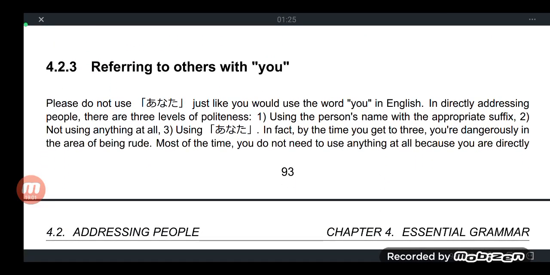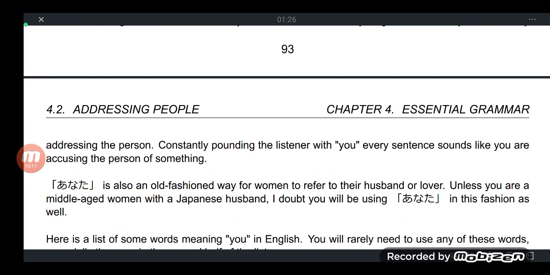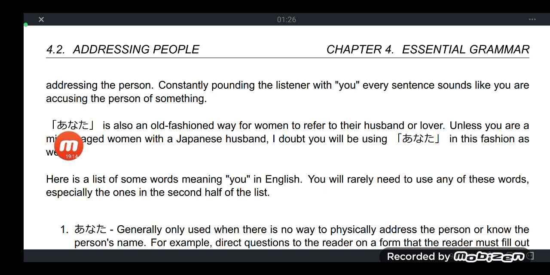Okay, referring to others with you. So how about the pronoun you? This is the very common anata. Anata is a pronoun you. Sometimes the colloquial form for this is anta, but that is usually used by females in Japan. For males or men, don't use the anta. It's only for females, and it's not for a formal way of speaking. But I'm just telling you that anta is also anata.